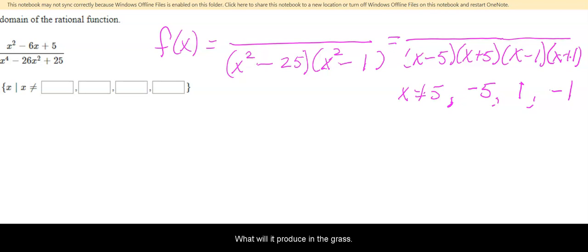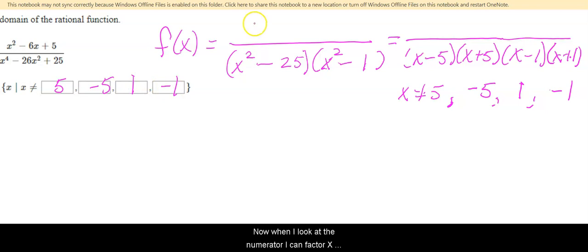What will it produce in the graph? To know what happens in the graph, I need to take a look at the numerator. Now that I have factored out the denominator fully and thrown all of those zeros out of the domain, I can look at the numerator and see what effect it will have. So I have tossed out 5, negative 5, 1, and negative 1. The numerator will not affect the domain.